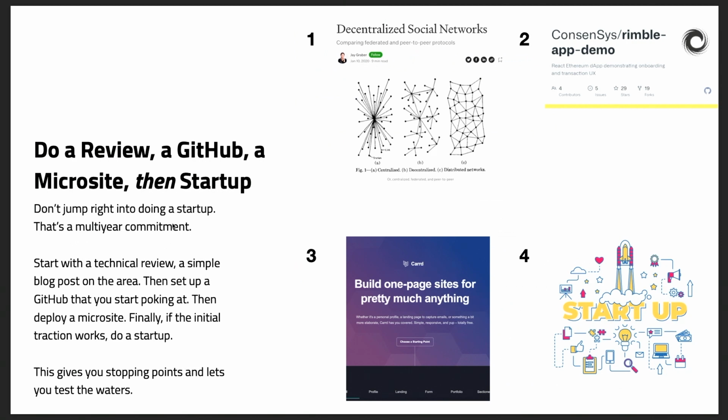You might do a little GitHub project. You might set up a microsite. And then if all that goes well and you get some social media energy around it, then and only then do you do a startup. This way you grade the degree of effort and energy you're spending on these. So without further ado, a list of open problems in Web3.